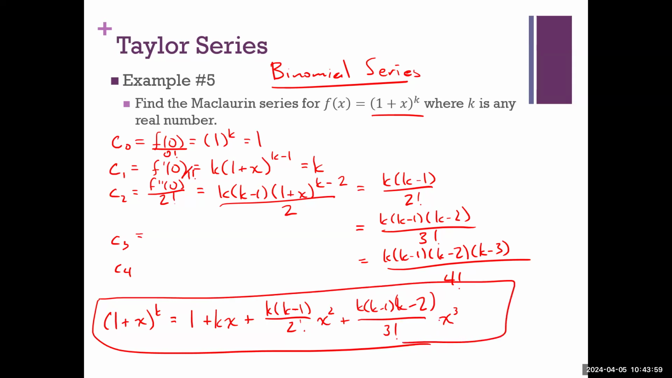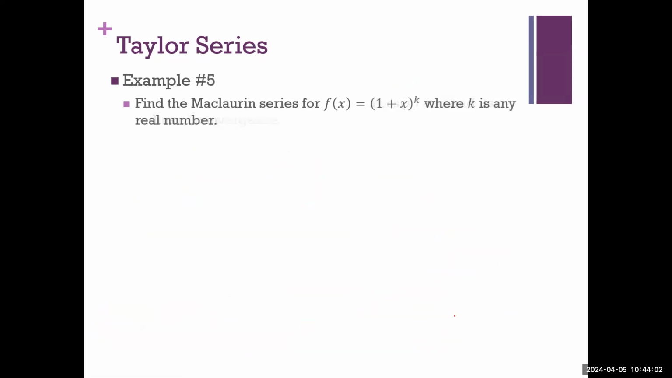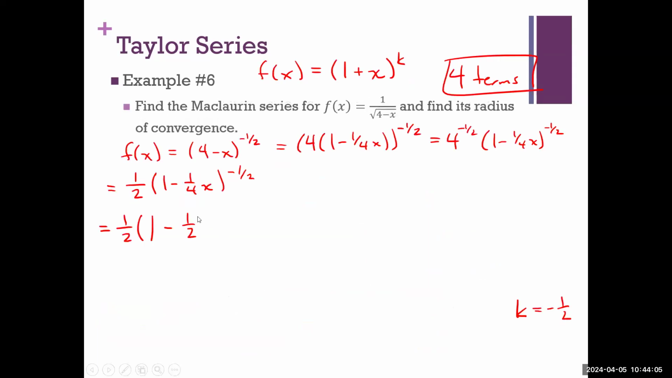What's that? Not quite. One more thing we have to be wary of is that the coefficient is negative 1/2, right? But we don't really have just x, right? What is our variable term inside that binomial? It's really negative 1/4 x. Does that make sense? Okay, so let's back up.